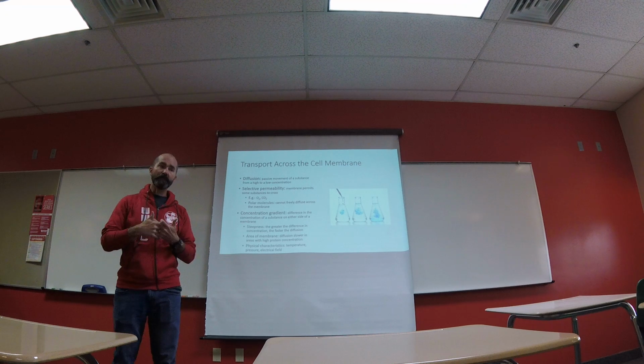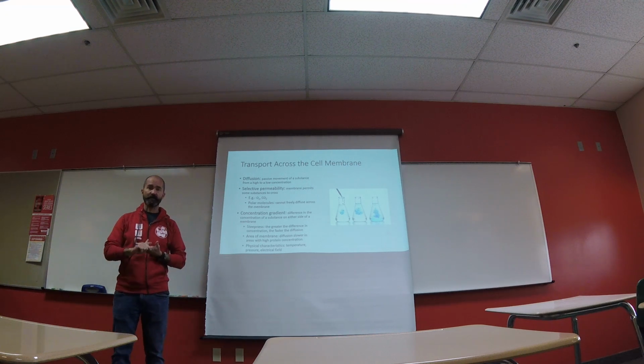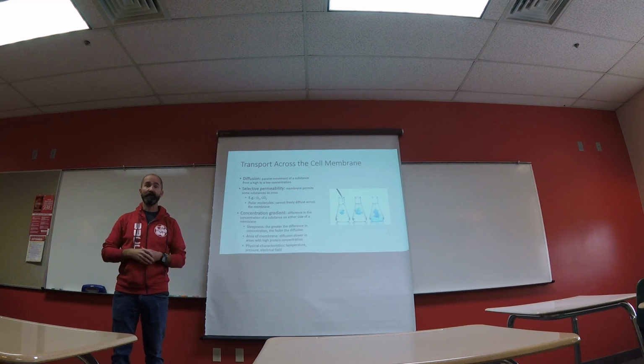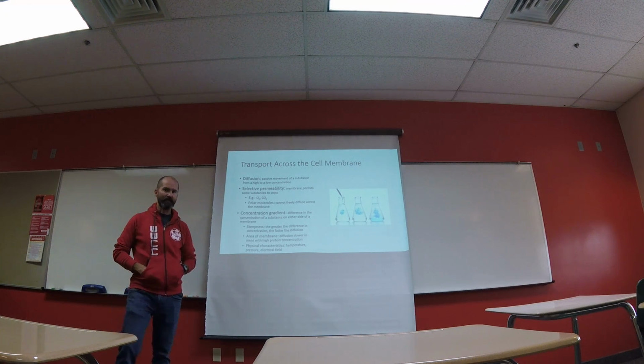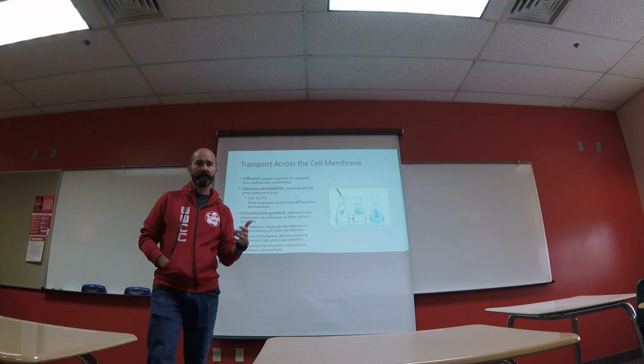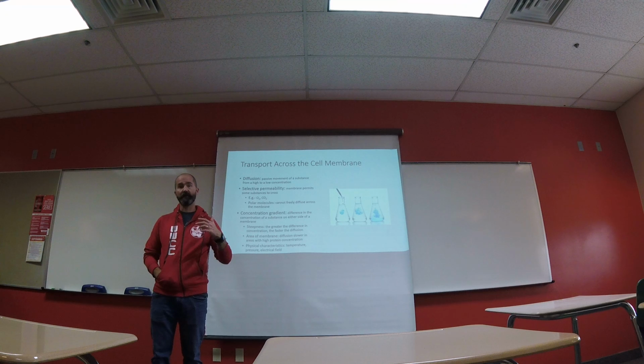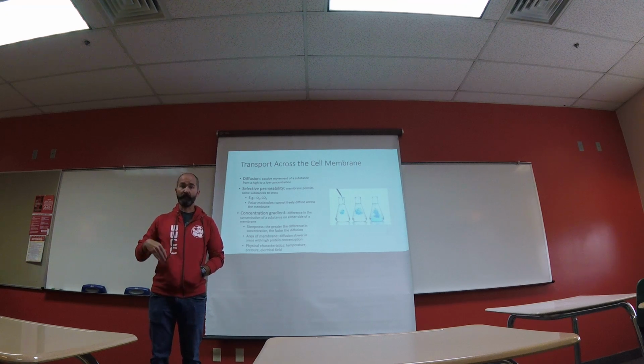And then finally, physical characteristics like temperature, pressure, and electrical gradients can also influence how quickly things move across the membrane. That makes some sense too, right? Because this is a random process. It's a product of molecular movement. And if we increase or decrease the rate of molecular movement, it will either increase or decrease the rate of diffusion.